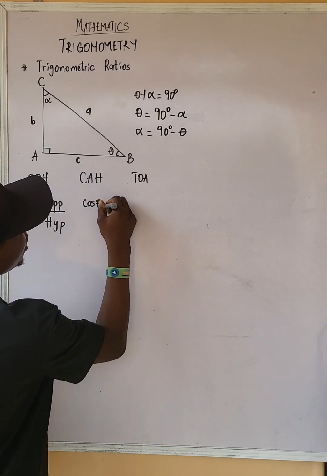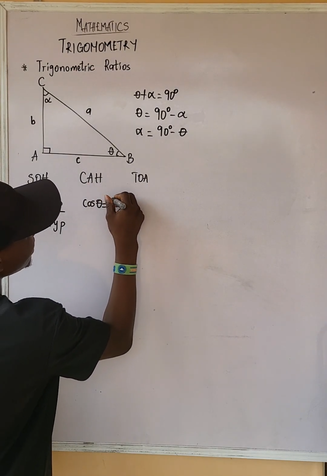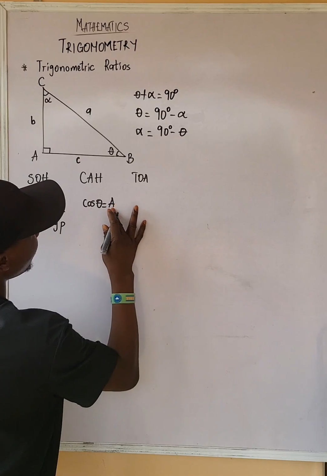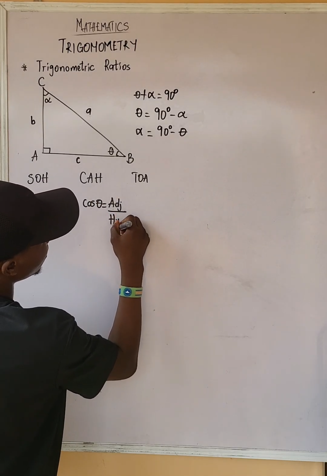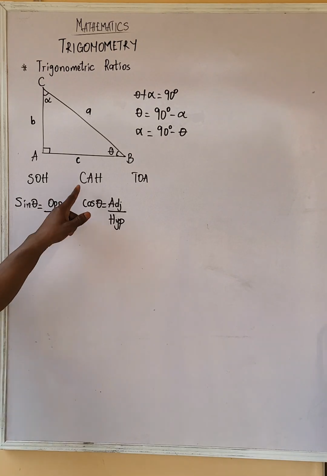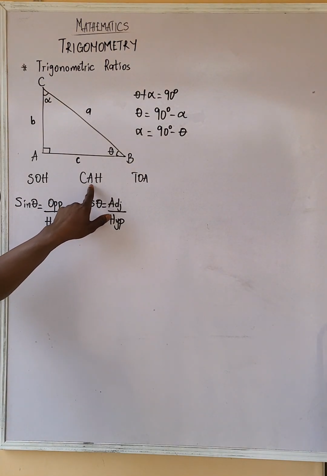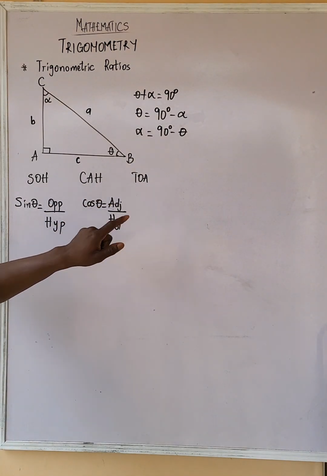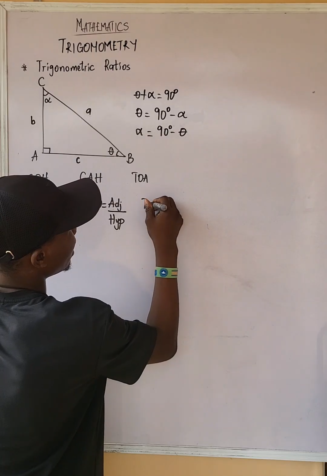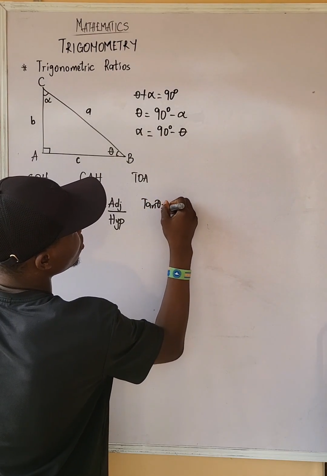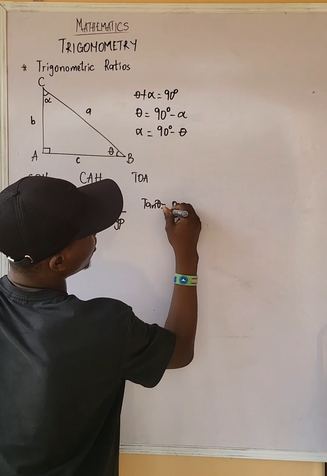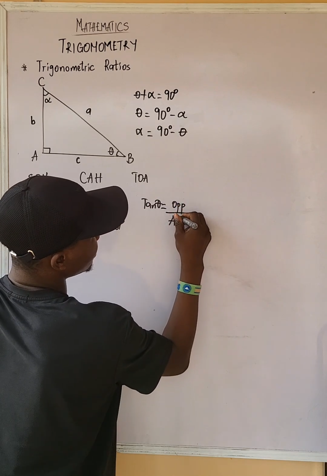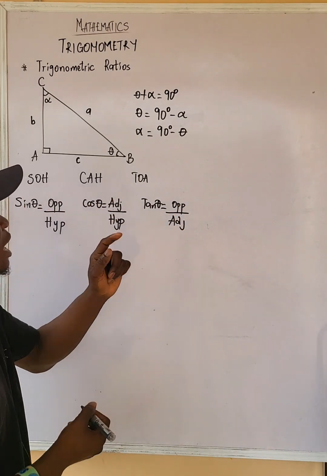Now let's come to cos. Cos is simply what? This A is adjacent over hypotenuse. So cosine is called adjacent over hypotenuse. Then let's come to tan. Tan theta will be equal to what? This O is opposite, over the A, which is adjacent. So please don't forget this SOHCAHTOA.